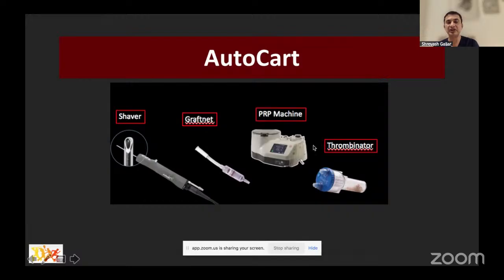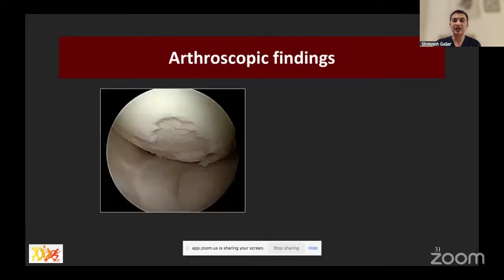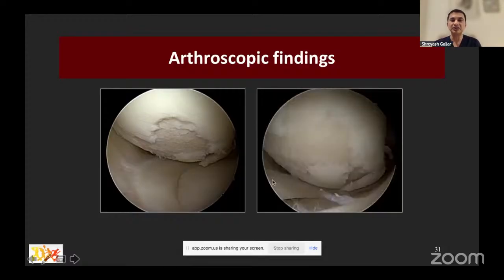You need your PRP machine, and this is the thrombinator where you mix it with the patient's PRP, and it gives a nice glue which will allow us to adhere. So this is a lady who had a mechanical problem, a medium-sized defect. When you see it front on you see this, but when you flex the knee, you can see that it's quite a large defect in the weight bearing area. Again, all these patients are worked up in terms of alignment, ligament assessment, and meniscal pathology. So, this is a solitary cartilage lesion.